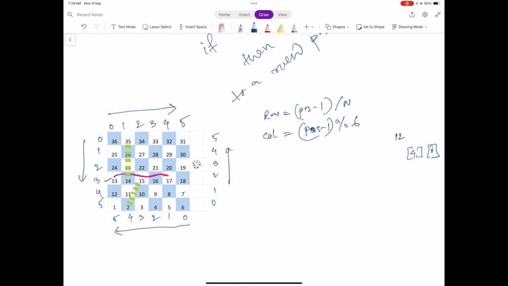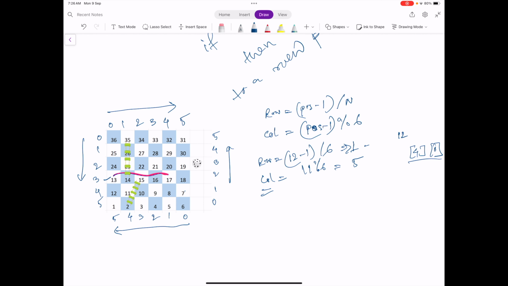So currently, row would be (12 minus 1) divided by 6. If we floor it, it will be 1. Column would be 11 modulo 6, which is 5. Is it matching over here? No, because this row is counted from the bottom, and this column is counted from the right, so it is the fifth column from the right.